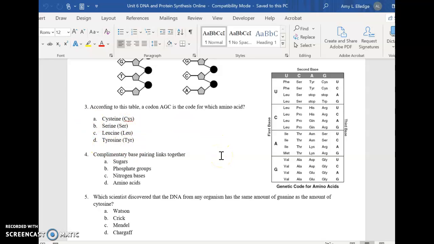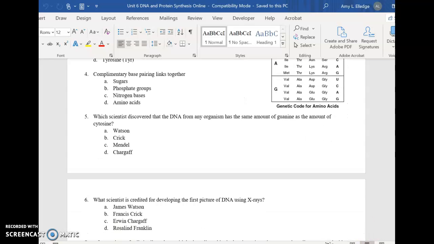Complementary base pairs linked together. What they're linking together, your bases, obviously, are your nitrogen bases. It has it right in there. So that should have been C, nitrogen bases.